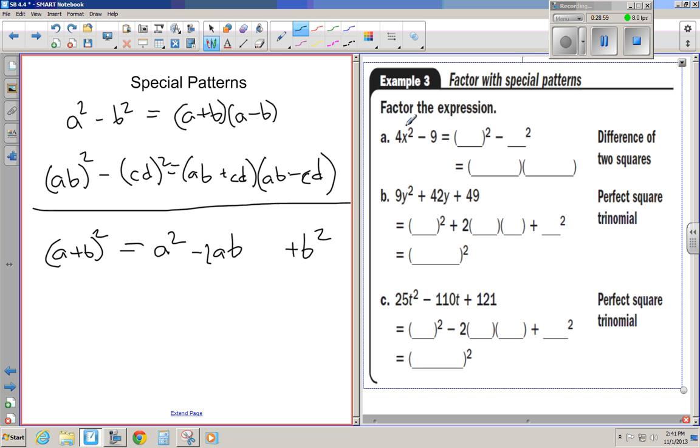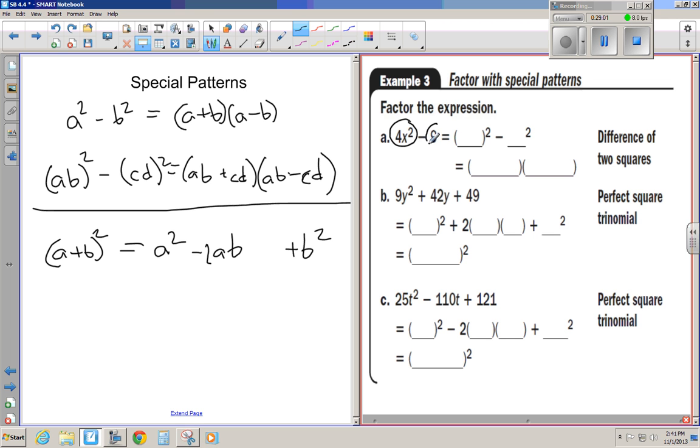So take a look at this. This is a perfect square. This is a perfect square. It's a difference. So all it is you put that this is (2x) squared minus 3 squared. So you end up with 2x minus 3 and 2x plus 3. It's a special pattern. Here, notice 9y squared. That's 3y times 3y. And that 49 is 7 squared.